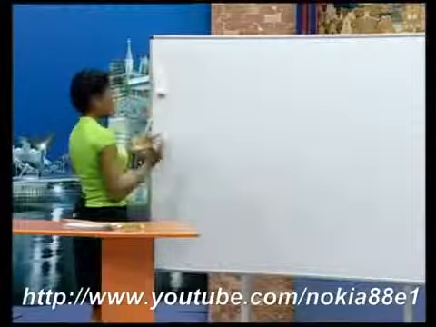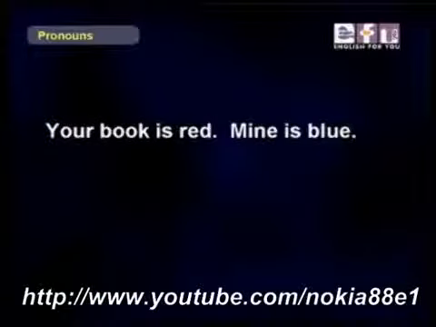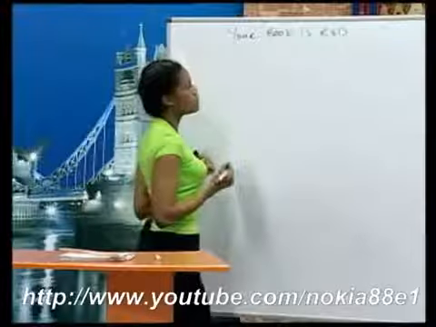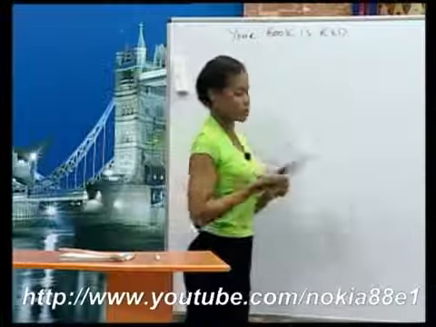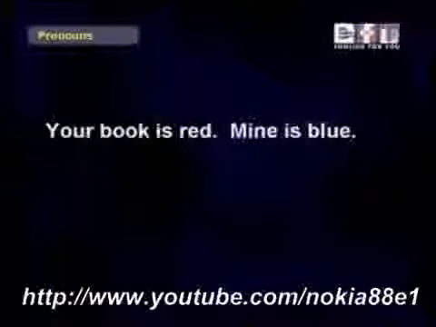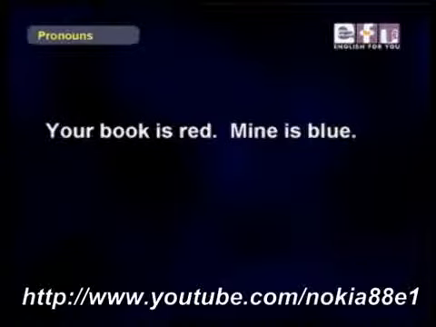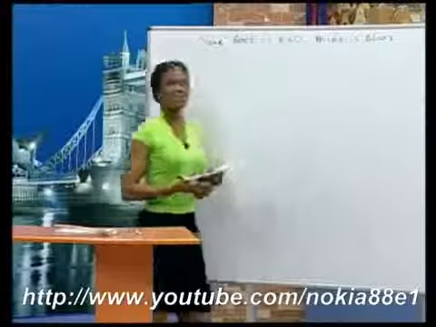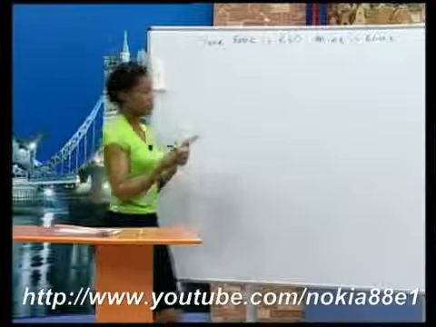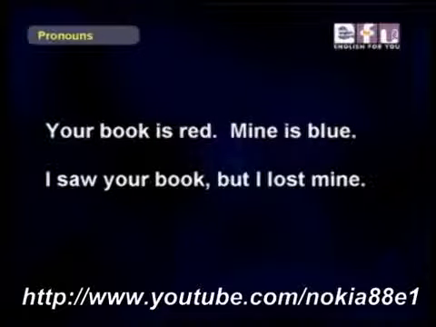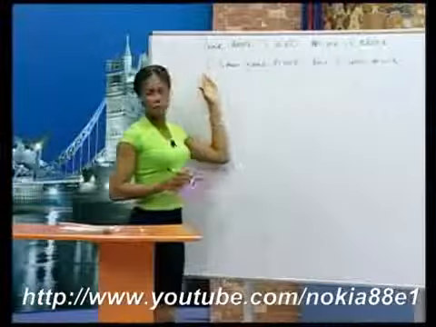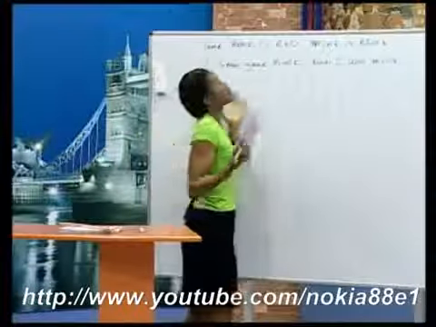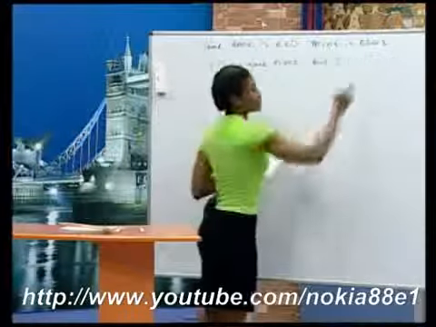Follow these examples. Your book is red. First sentence, your book is red. We know now we're talking about a book. So now I can say mine is blue, meaning my book, but not necessary. We can say mine is blue. I saw your book, but I lost mine. So I saw your book, but my book I lost. I lost mine.